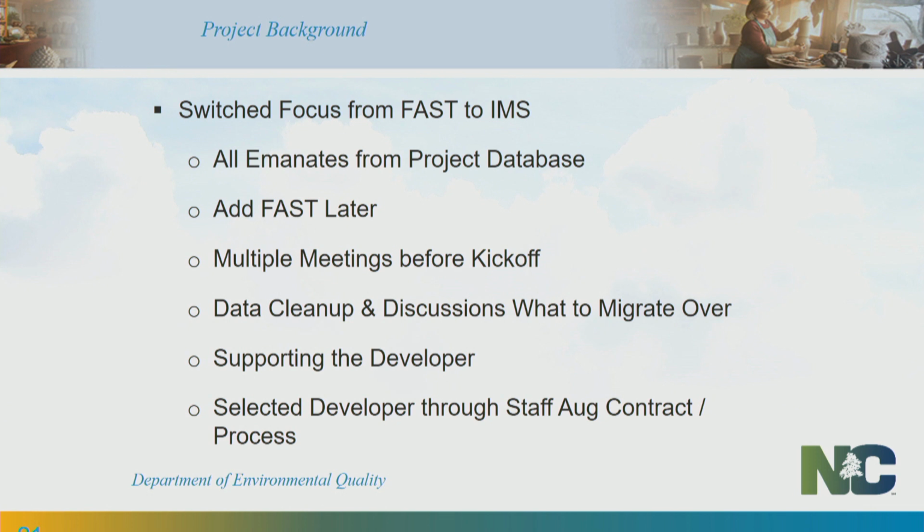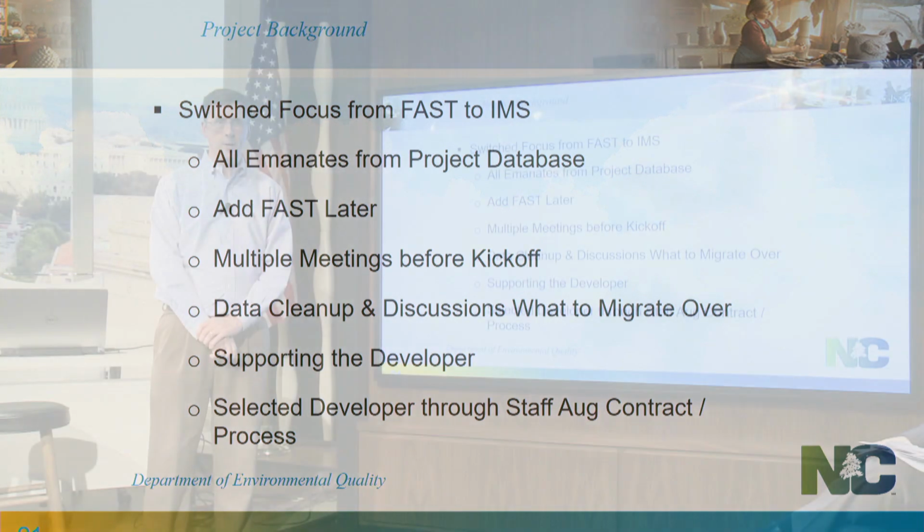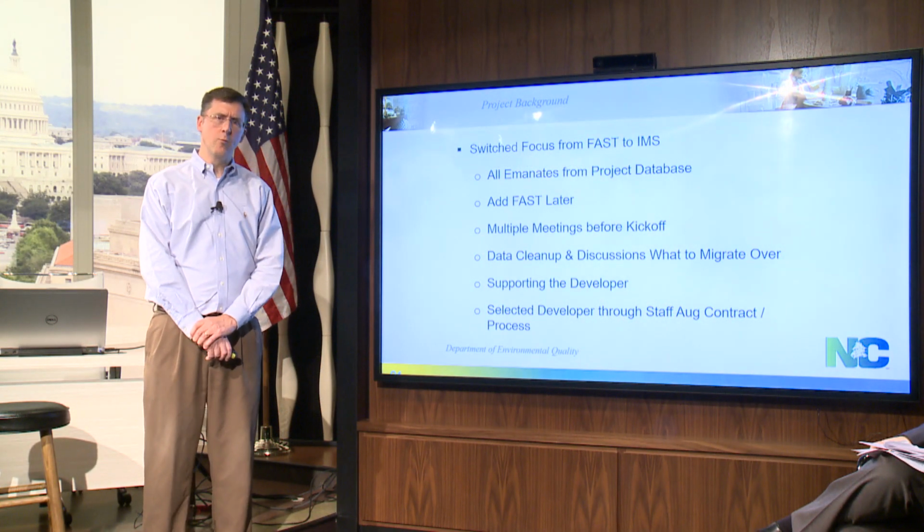So initially, we were going to do the financials because obviously the financials are very important for us. And as we started thinking about it and as we moved forward, we said, well, everything kind of emanates from the project. So let's start off with the project. So let's take IMS, the Oracle backbone database, and let's do that and see how it goes. And we'll add FAST later. We had multiple meetings leading up internally. We talked about who the developer would be, what we would need, and how we would support. Most importantly, we talked about data cleanup and what we actually wanted to bring across.